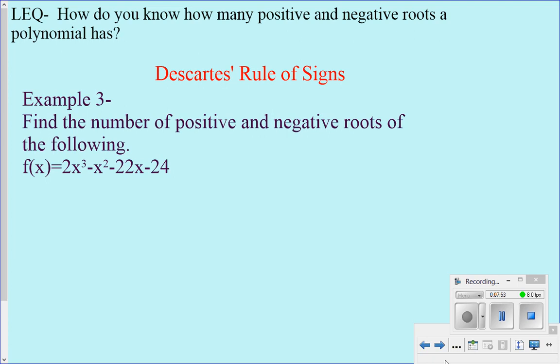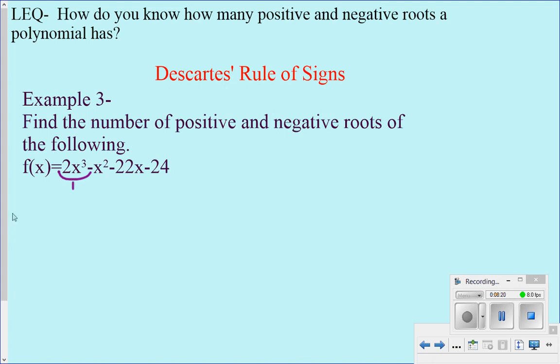So what we'll do, Descartes' rule of signs says you're going to take your function f of x and you're going to count the number of sign changes. So here's what I mean by that. It starts off with a positive 2 and then it goes to negative. So the sign change there was positive to negative, so that's one sign change. And now I need to continue through the rest of the polynomial equation. So negative to negative, no sign change. Negative to negative, no sign change.